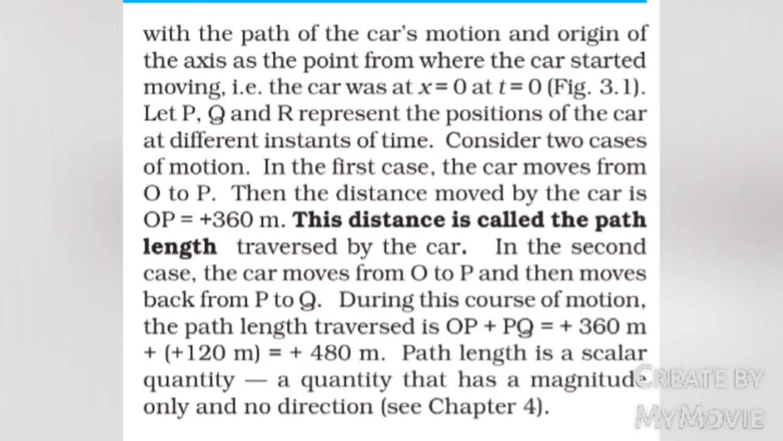In the first case, the car moves from O to P. Then the distance moved by the car is OP equals plus 360 meter. This distance is called the path length traversed by the car. In the second case, the car moves from O to P and then moves back from P to Q. During this course of motion, the path length traversed is OP plus PQ equals plus 360 meter plus 120 meter, which equals plus 480 meter. Path length is a scalar quantity, that is, a quantity that has magnitude only and no direction. See chapter 4.